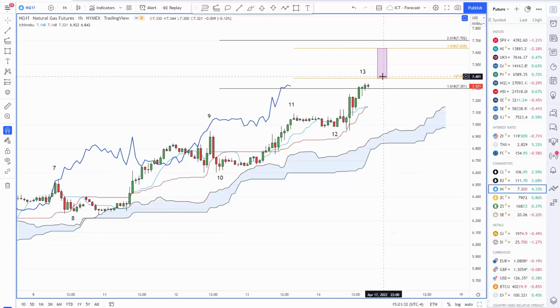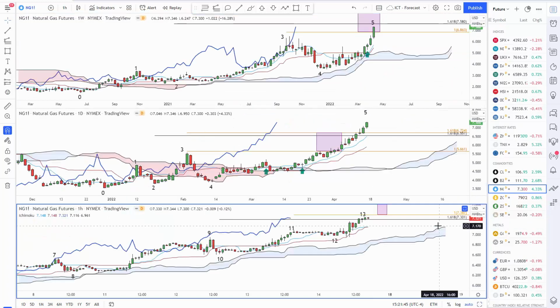Now remember that we saw a 7.58 number on the weekly chart. That's going to put it just in the middle of the zone. It's another reason why I think there's at least a little more up move in natural gas. So I think right now it's too early to sell it.